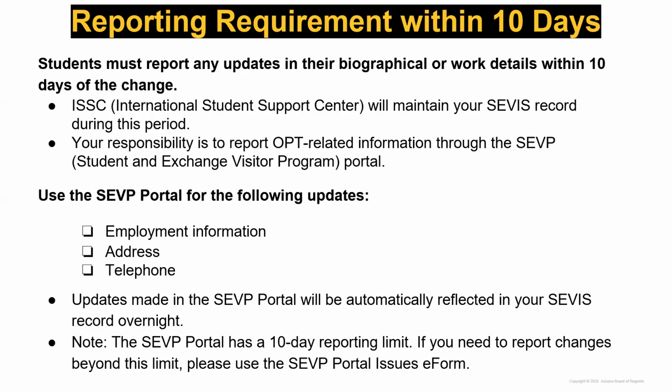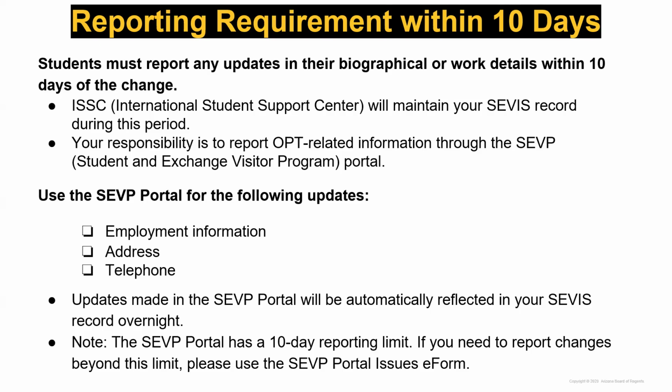So ISSC is going to actually maintain your CVIS record, but it's going to be your responsibility to report OPT related information directly to USCIS through the Student Exchange Visitor Portal, the SEVP portal. That's something that students on OPT are going to get access to as part of the approval. So you're going to use the SEVP portal to update the following information. Anything related to employment, any kind of changes that you need to make to employment, it's going to go there. If your address has changed, if you move, you're going to have to make the update there. Or if your phone number changes, you're going to have to make that update.